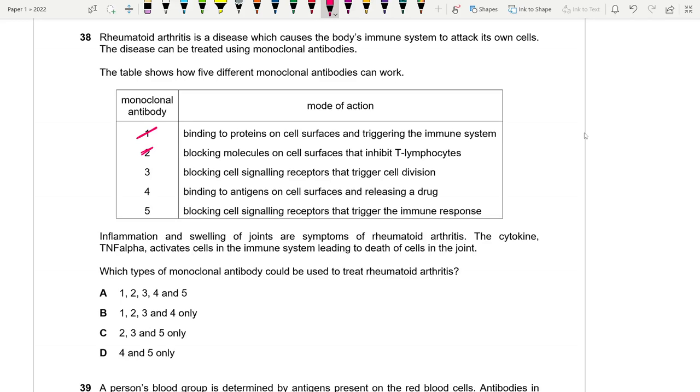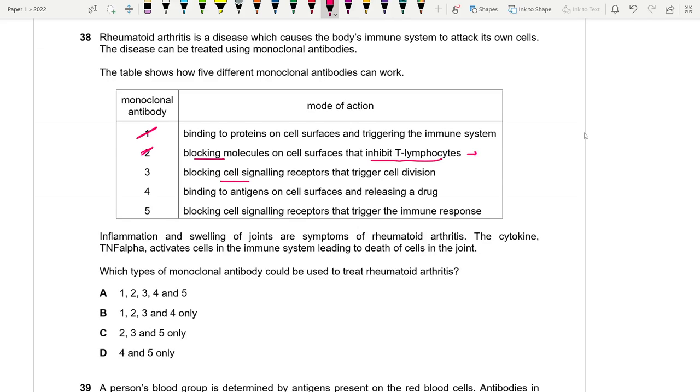So if we block the molecules on cell surfaces that inhibit T lymphocytes, that means T lymphocytes would be activated more, which would cause more inflammation. We want to reduce inflammation by reducing the activation of lymphocytes and cells of the immune system. Okay, so if you block molecules that inhibit T lymphocytes, more T lymphocytes will be produced, and this would make it worse. More inflammation would be caused.